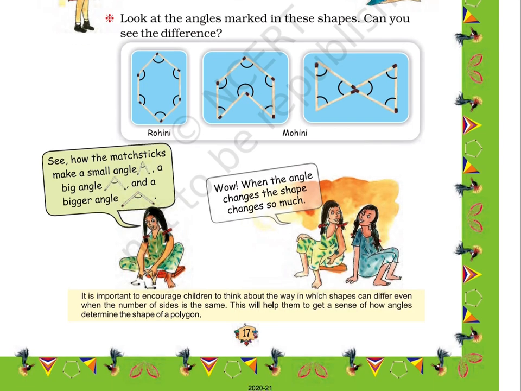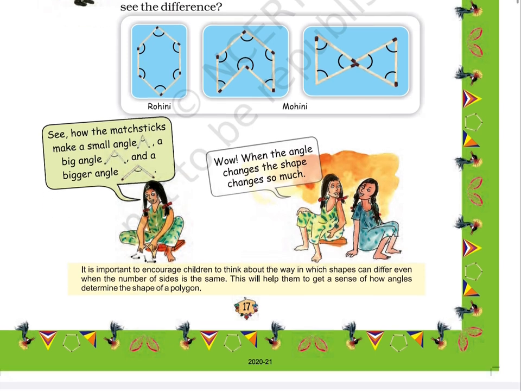It is important to encourage children to think about the way in which shapes can differ, even when the number of sides is the same. This will help them to get a sense of how angles determine the shape of a polygon.